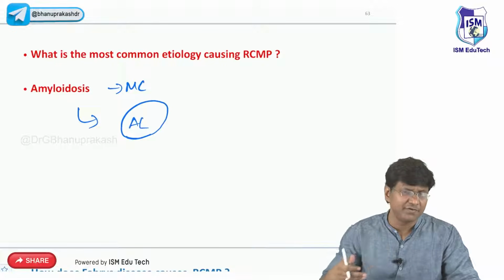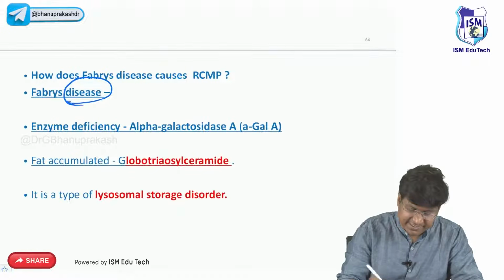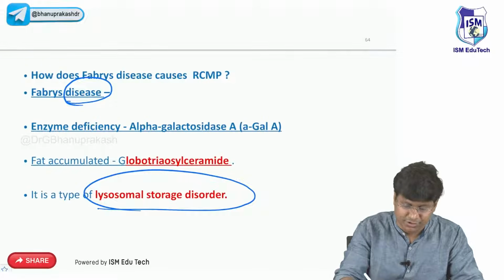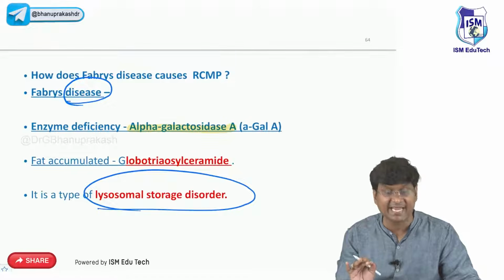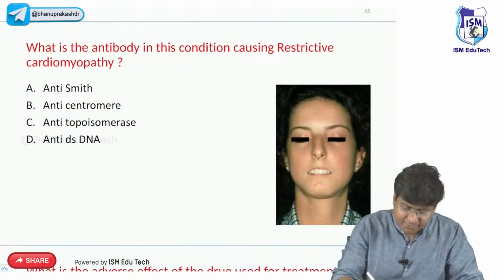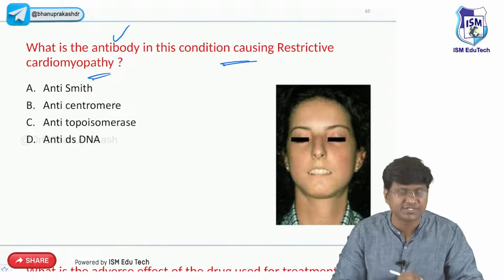And apart from that, we have many storage disorders, that is Fabry's disease. And in Fabry's disease, what exactly is this? This is a lysosomal storage disorder, and the enzymatic defect is alpha galactosidase A deficiency that will result in Fabry's, right? Then next important is, which is the antibody in this condition that can cause restrictive cardiomyopathy.